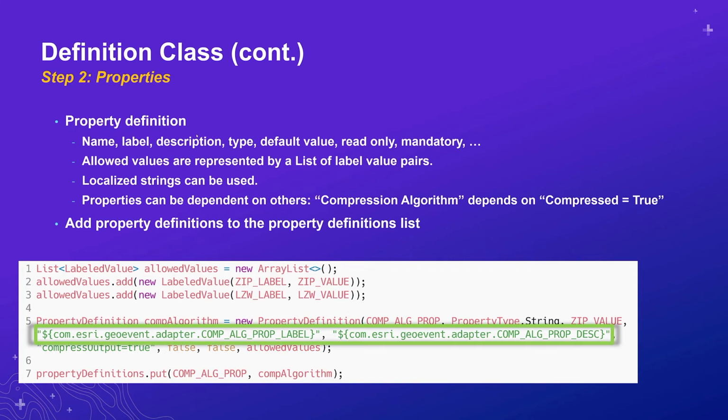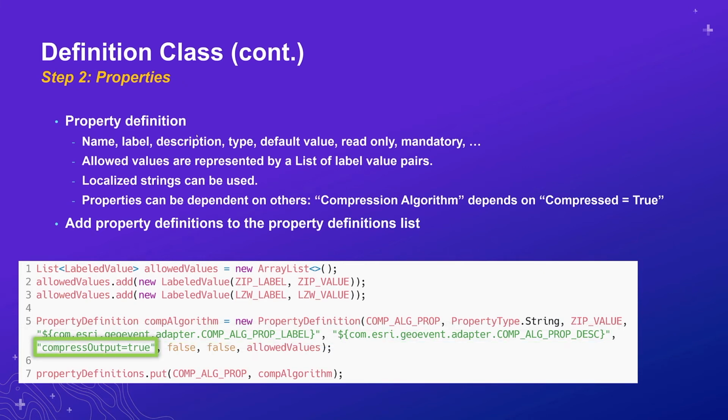We can use localized strings for the label and the description here. So using the same notation as we saw in the previous slide. And then finally, we can make properties dependent on other property values. So for this case, if the user wants to compress the data, then they should see a compression algorithm. But if they don't want to compress the data, then the compression algorithm should not be shown.